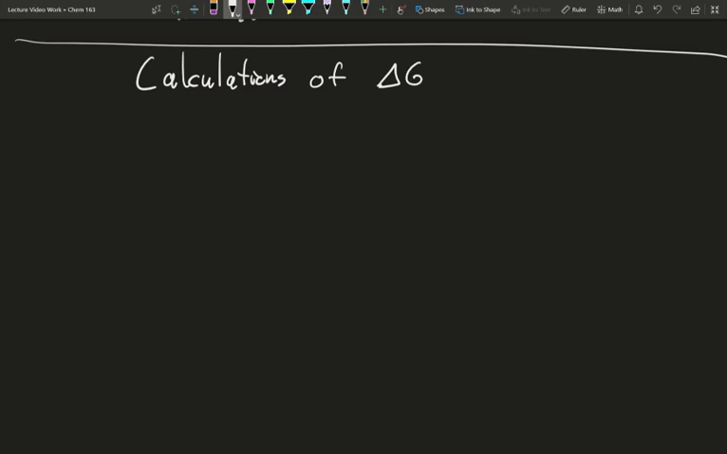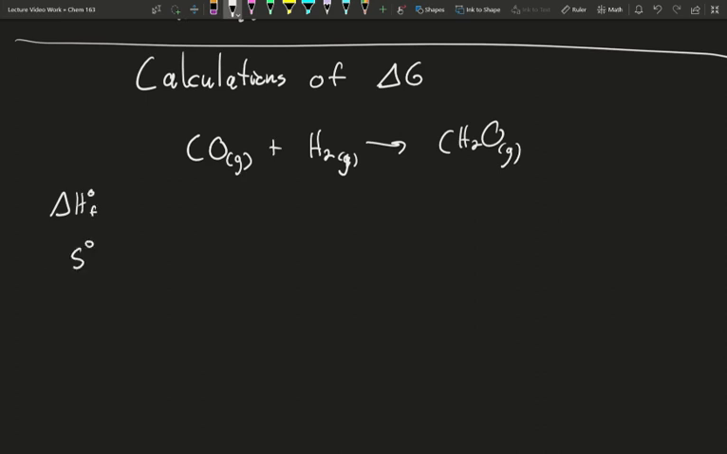In this video, we're going to discuss how to calculate out the Gibbs energy for various reactions. Let's take a look at carbon monoxide plus H2 gas going to formaldehyde. In this case, we're going to look at the delta H of formation. We're going to look at the standard state entropy.